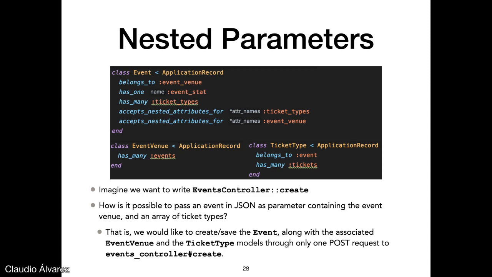Entonces, ok, imagine we want to write events controller create. Queremos la acción create del events controller. How is it possible to pass an event in JSON as parameter containing the event venue and an array of ticket types? That is, we would like to create, save the event along with the associated event venue and the ticket type models through only one post request, ¿ok? Entonces esa es como la idea. Tú mandas un puro post para poder crear el event y eso trae ya los ticket types y los event venues, como que se crea todo de una, ¿ya?